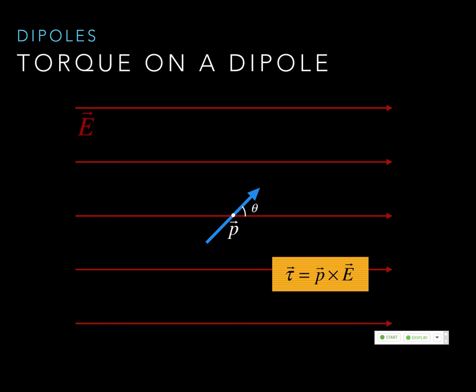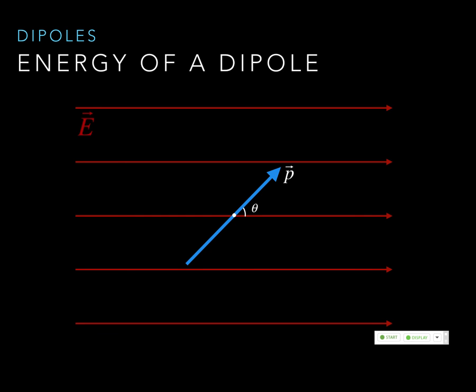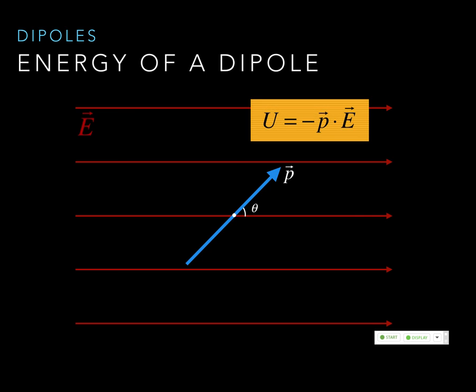Alright? If you want the energy, we won't go through the whole derivation, but you have to start with work, and then you do torque d theta, all right? If you want the energy, it's just the dot product, all right? That's actually the negative dot product. And what does this tell us? Let's look at what this actually gives us, okay? When you're right here, these two things are parallel. So what's your energy?